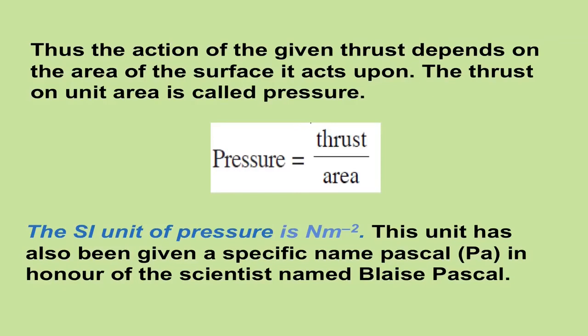Thus, the action of the given thrust depends on the area of the surface it acts upon. The smaller the area on which the force acts, the more evident is the result of its action. The thrust on a unit area is called pressure. Thus, pressure equals thrust divided by area. The SI unit of pressure is Newton per meter square. This unit has also been given a specific name, Pascal, in honor of the scientist Blaise Pascal.